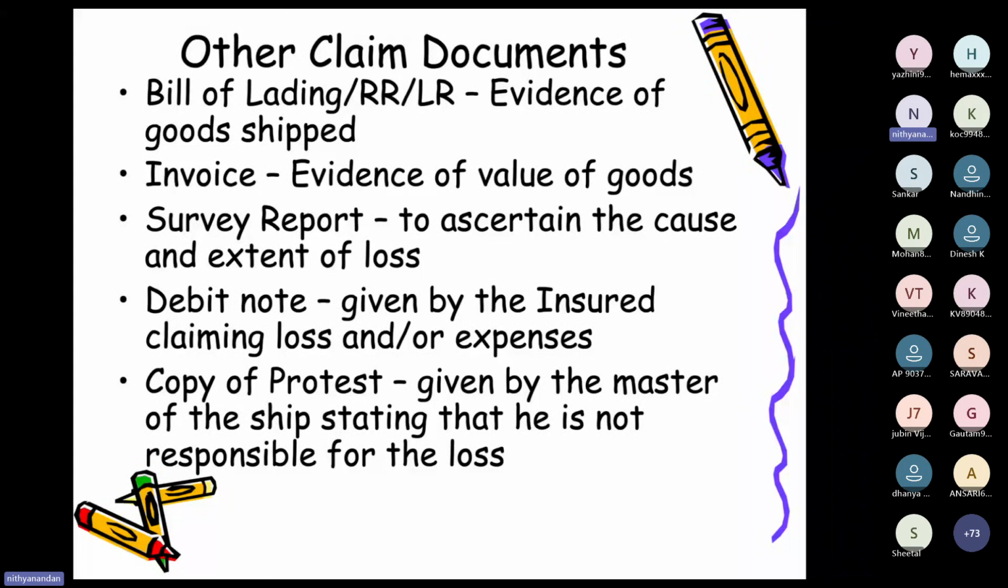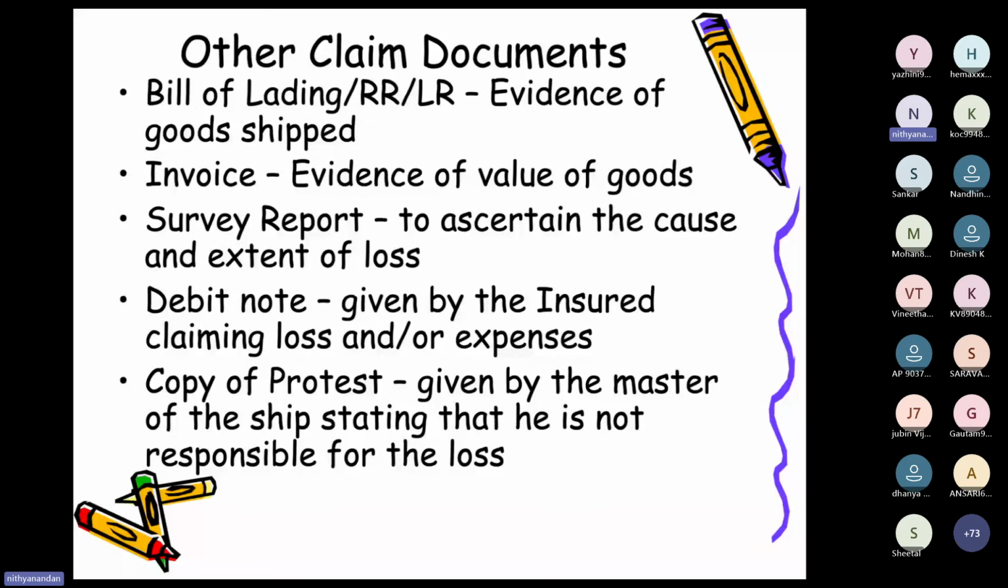So regarding claim documents, the original policy is required for marine claim processing. Other documents: bill of lading. Bill of lading means the document given by the shipper, and RR, rail receipt, and LR, lorry receipt. These are evidence of the goods shipped. You should understand why we require this document.